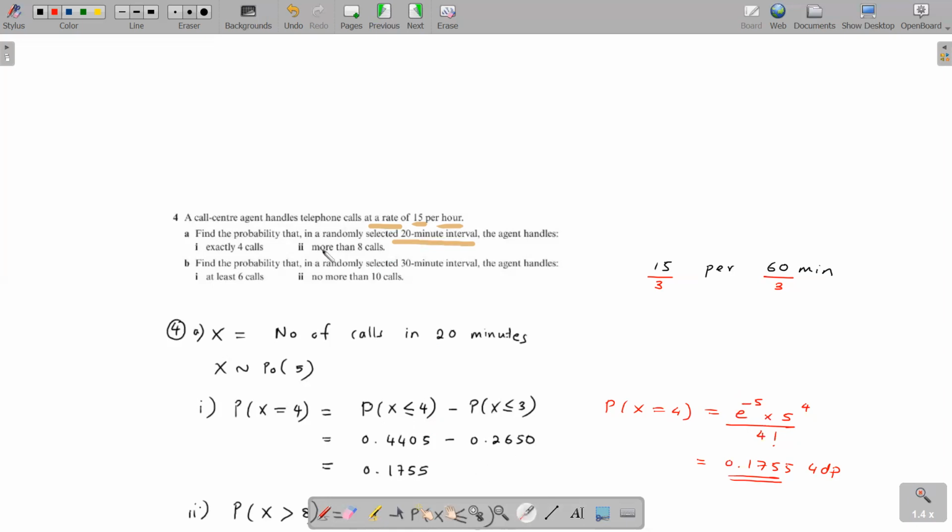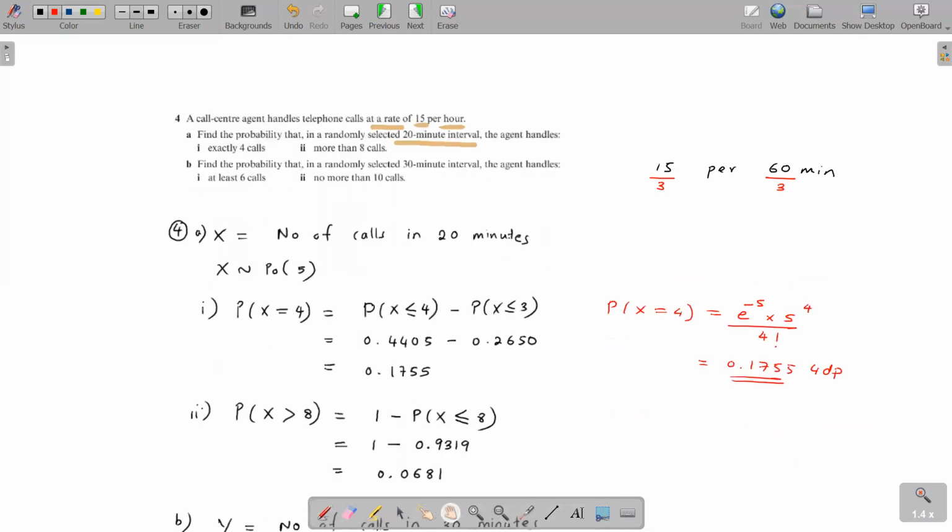Okay, then part 2, under the same 20-minute interval, more than 8 calls. So guys, probability x is more than 8. So x is greater than 8. So you know how to convert. I've given the conversion many times now. X greater than 8 is 1 minus probability x is less than or equal to 8. Okay, so then that's this value.